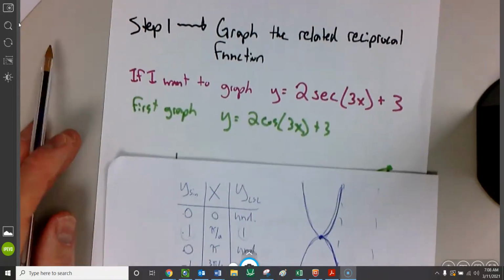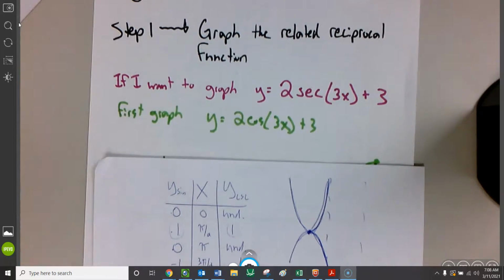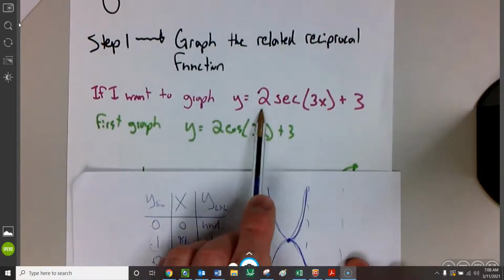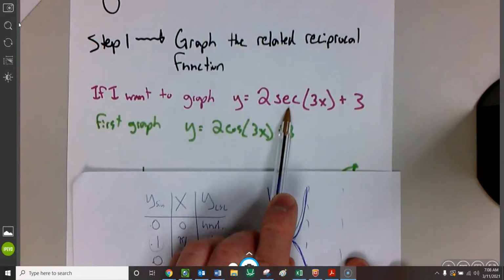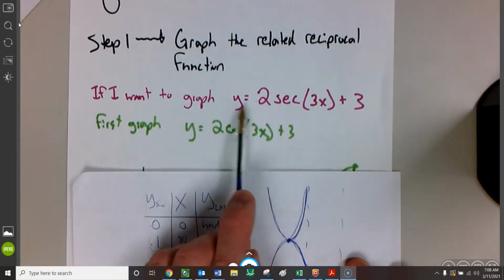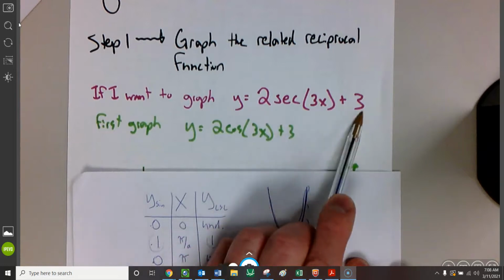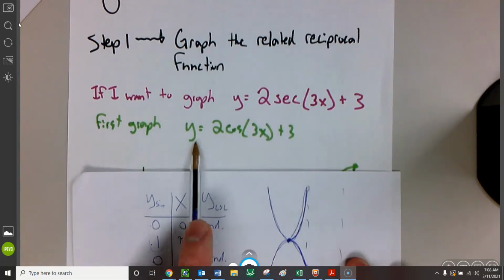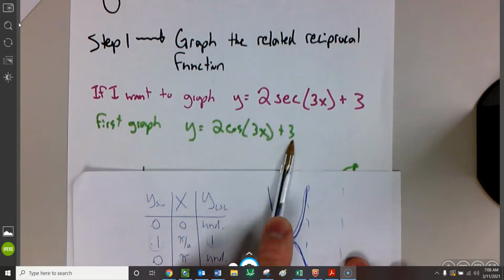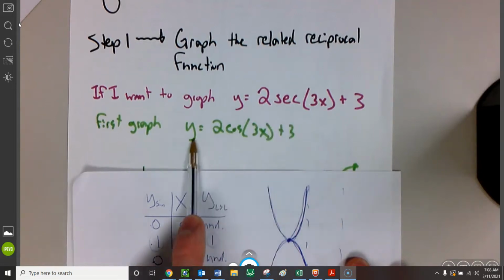So step 1 for our little trick, right? If I want to graph 2 secant, we haven't talked about that, but it's the same as cosine. That's the reciprocal of cosine. If I want to graph y equals 2 secant 3x plus 3, I'm actually going to graph y equals 2 cosine of 3x plus 3. Notice I just flip these around, and then I'm going to use this green one as a tool.